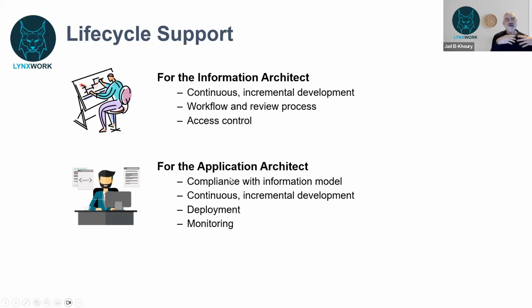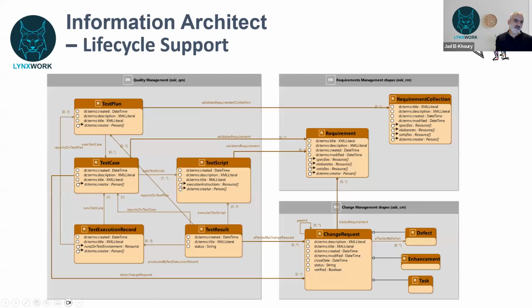It's a different lifetime for them. For an information architect, you want to be able to design your information incrementally and make some changes. You want to have control over who's allowed to change things, when, and how you review the process. We support that whole process of changing your information model throughout the life of the toolchain. And for the application architect, also, picking up the information model, how do I develop my APIs? Again, incrementally, how do I deploy it? How do I monitor it, etc.? How do I maintain it?